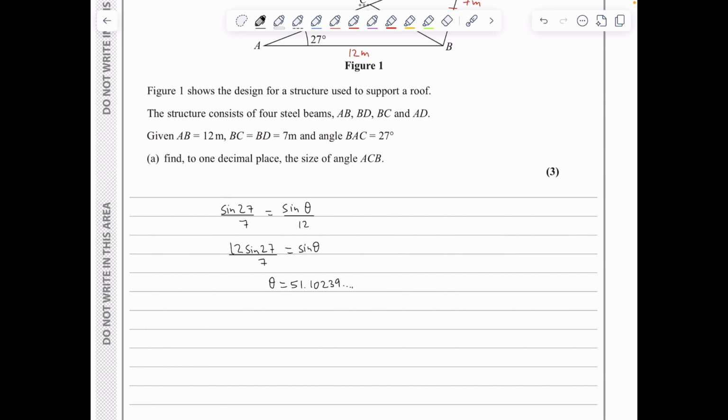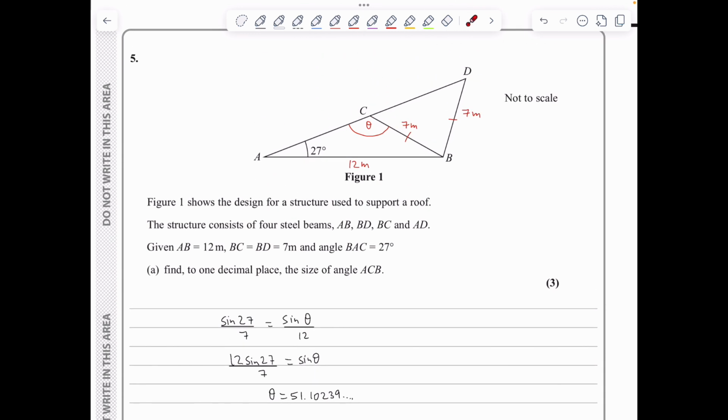51.10239... Now looking at the diagram we are given here, the angle we are trying to find is obtuse. Actually, the 51.10 is the angle D here, so let me write this down. So what's happening is that if we were to apply the sine rule not on triangle ABC but on triangle ABD, we would have seen exactly the same thing, and we would have arrived at theta being 51.10239. So the angle D is the acute angle, the angle ACB is obtuse.